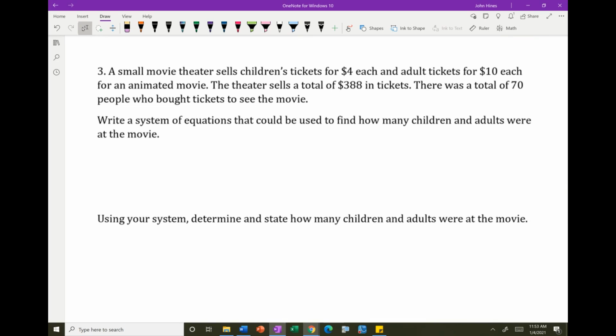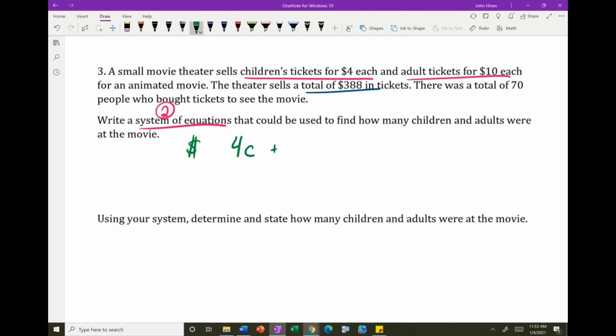All right, finally, we got a small movie theater here. They got children's tickets for $4 each and adults for $10 each. The theater sells a total of $388. So write a system of equations. So that means I need 2 equations here. So let's deal with the money. I like to deal with the money first and get that out of the way.